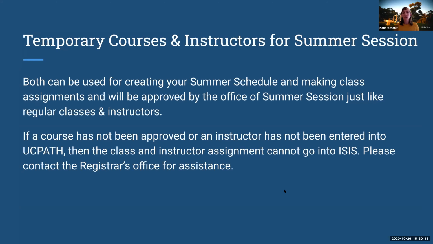So like I said, both can be used for creating your summer schedule, for use in ISA, for making class assignments. The summer session office can approve those classes in the same way they would with official records. The only catch is that if the course hasn't been approved or the instructor hasn't been officially entered into UC Path by the time you're submitting your class to the registrar, so that would be in January, the registrar can't put that class or that instructor into ISIS if they're not official.